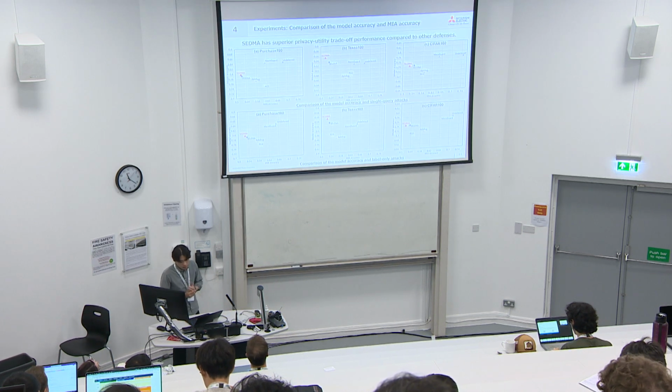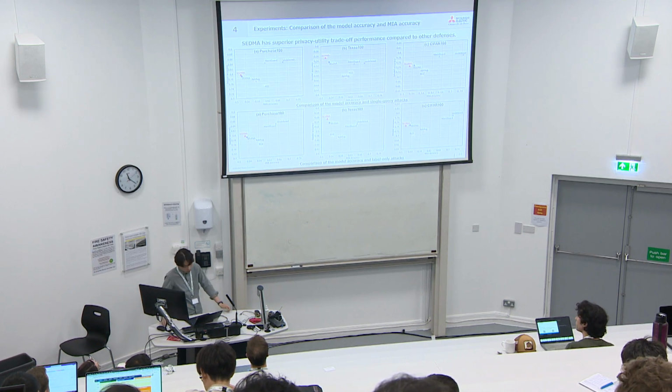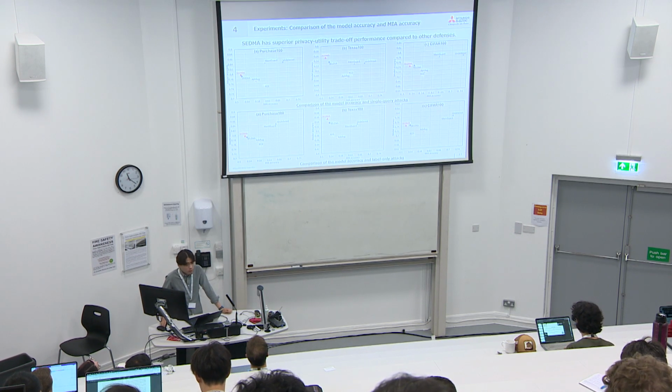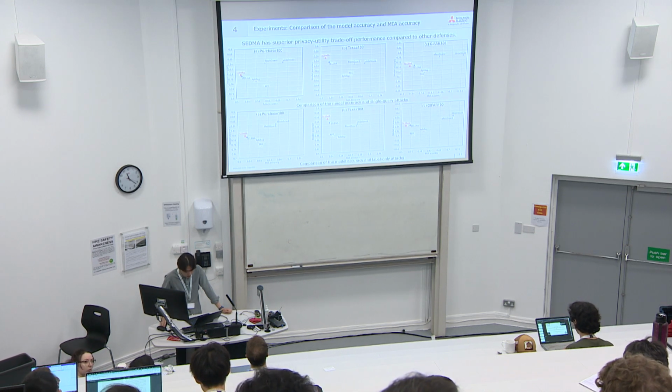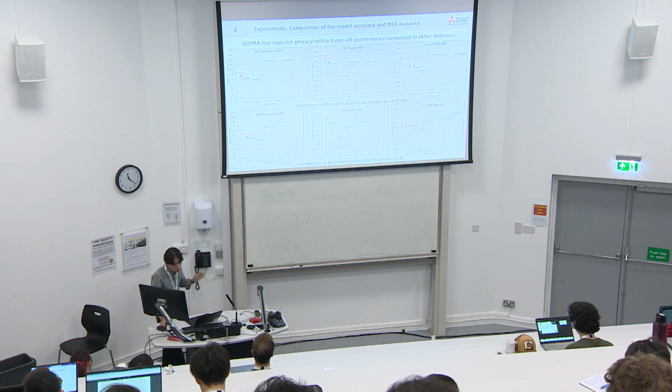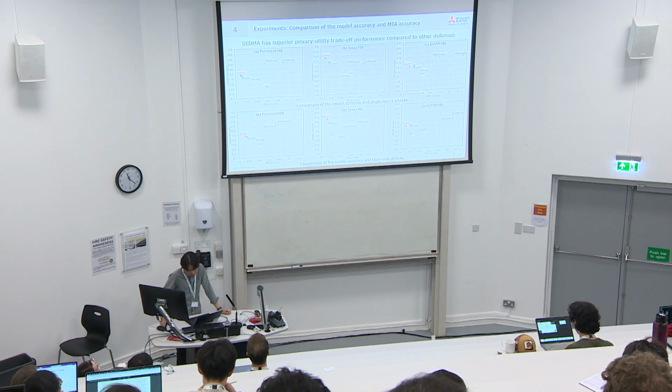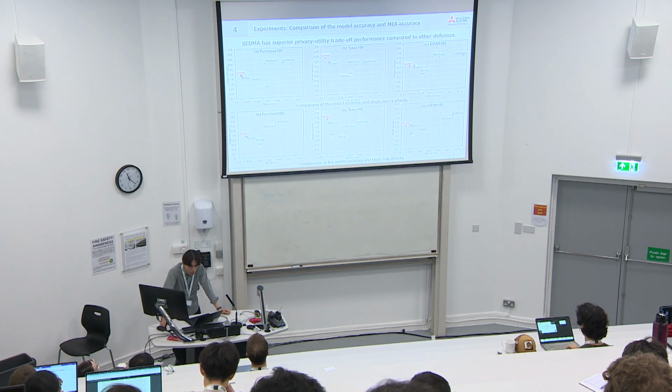These are the experimental results, 3 datasets and 2 types of attack. The vertical axis is model accuracy and the horizontal axis is attack accuracy. The upper left shows a good trade-off between model accuracy and attack accuracy. Our defense SEDMA had superior privacy-utility trade-off performance compared with other defenses.